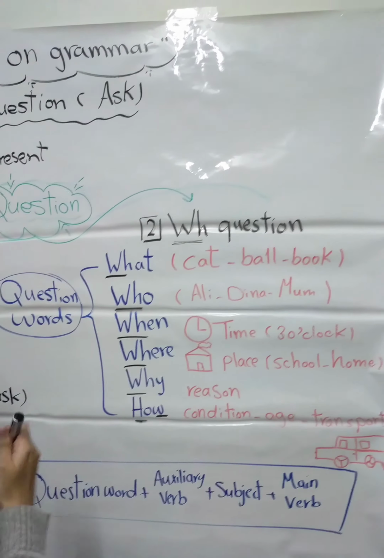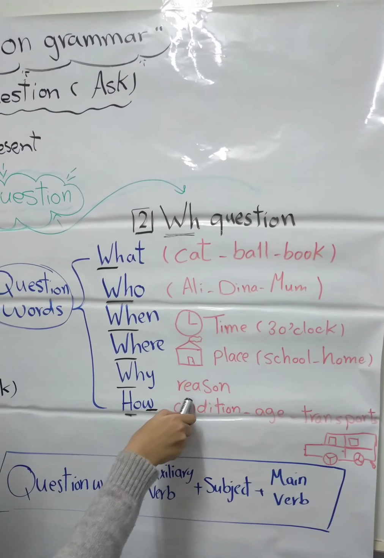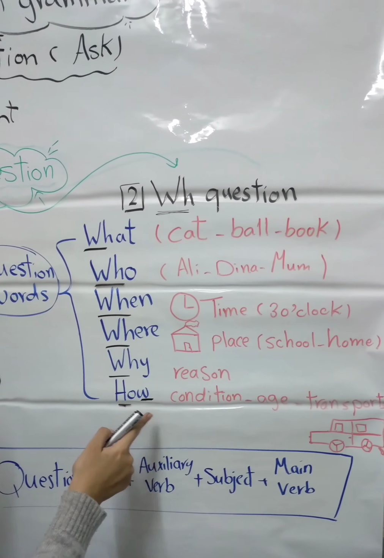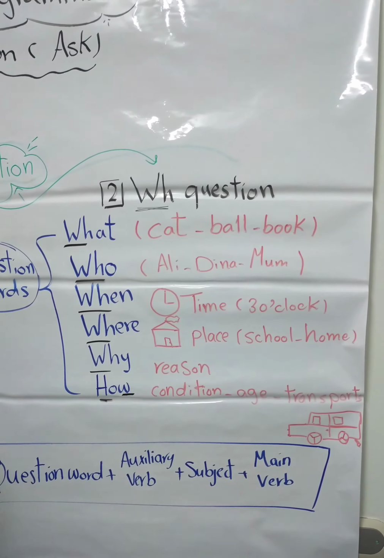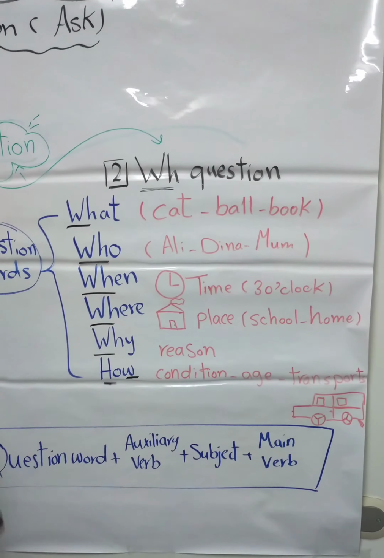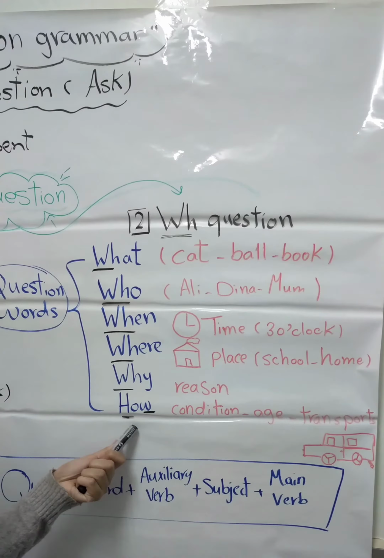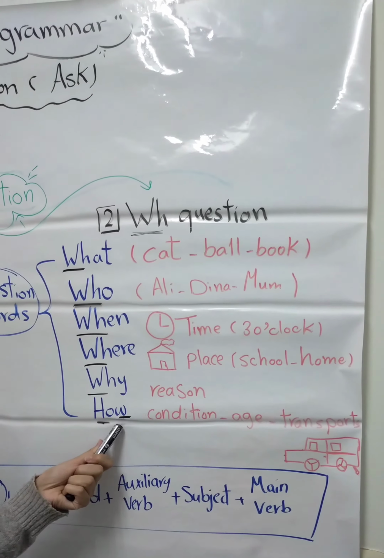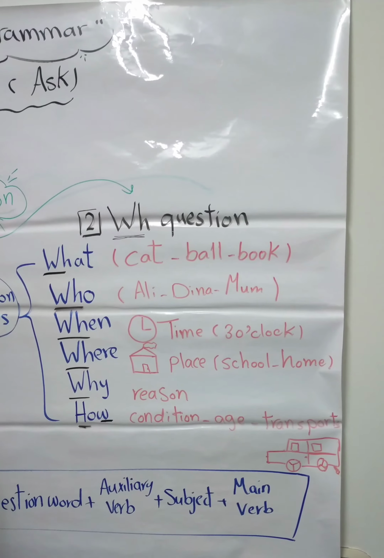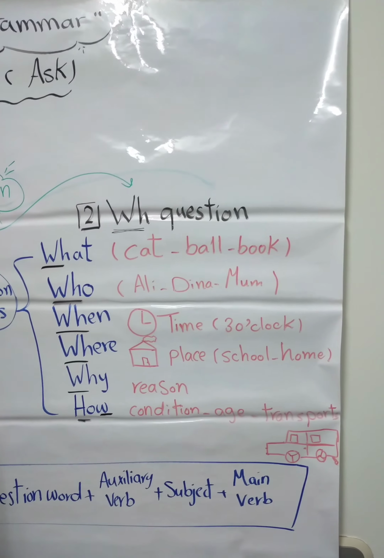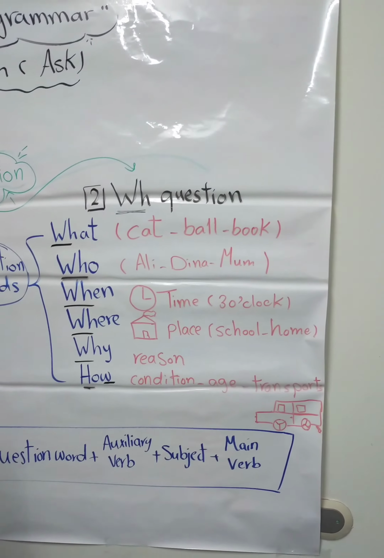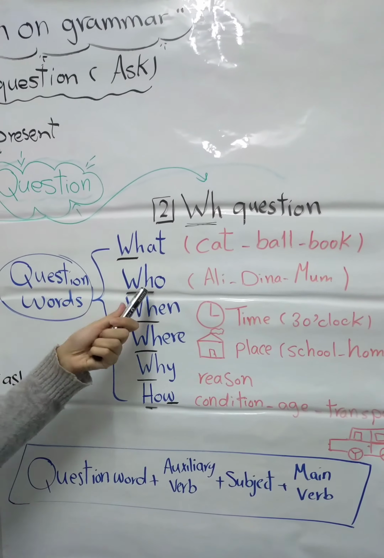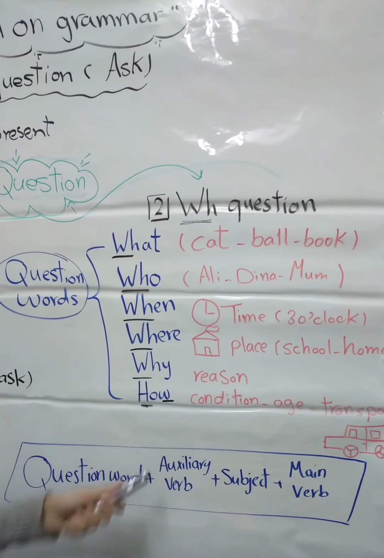Okay. Why, we use why to ask about the reason. Okay. How, we use how to ask about condition like how are you, how do you do. We use how to ask about age, like how old are you. We use how to ask about transports, like how do you go to school. You answer me by bus, by taxi, on foot, and so on. Okay. WH question: what, who, when, where, why, how.